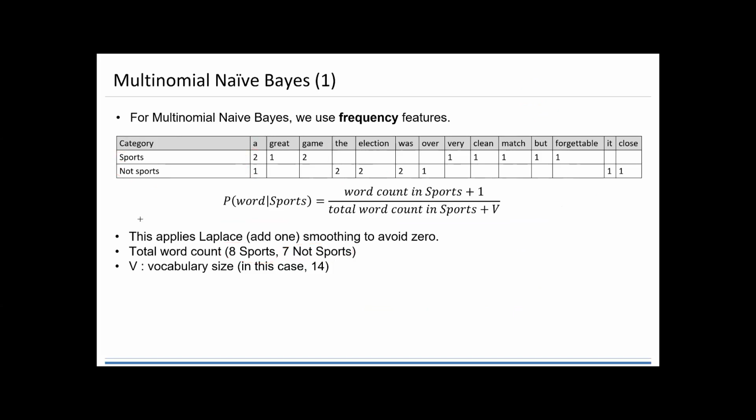Okay, so let me use the total word count. In this case for sports there are 8. Okay, 1 2 3 4 5 6 7 8, and for not sports we have 7. 1 2 3 4 5 6 7. Okay, and the vocabulary size in this case is 14, so it is the total. Okay, 1 2 3 4 5 6 7 8 9 10 11 12 13 and 14. So using these numbers, okay, we can calculate.